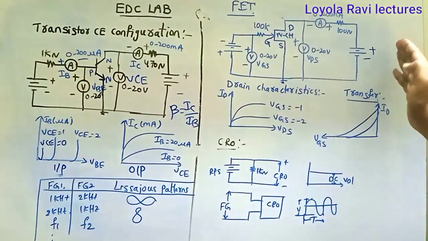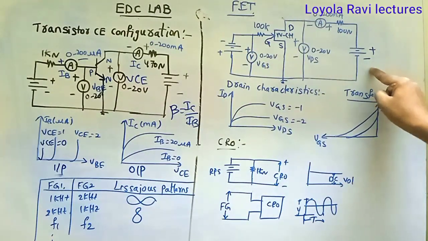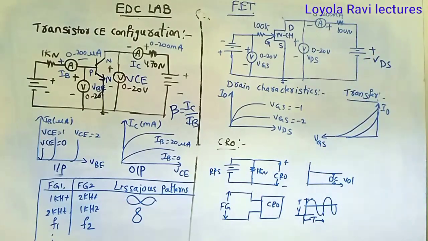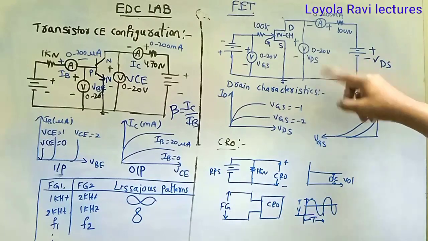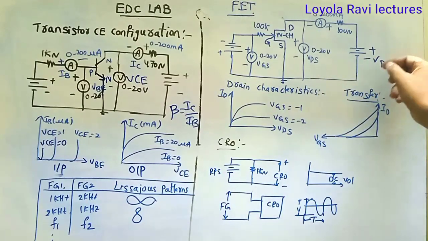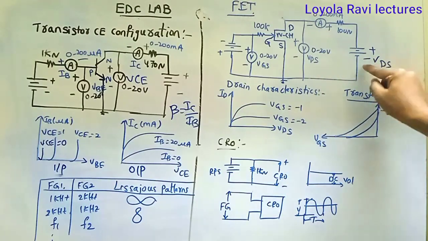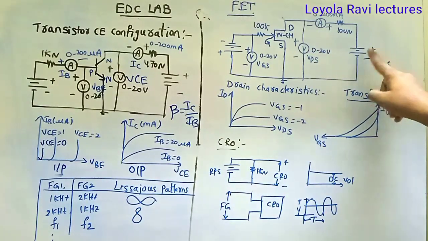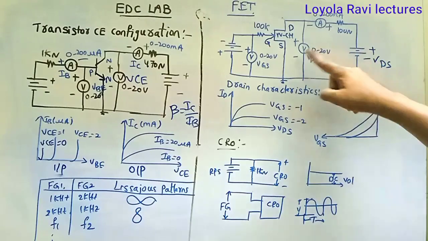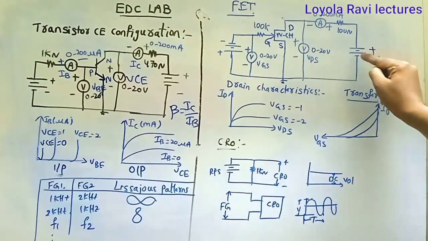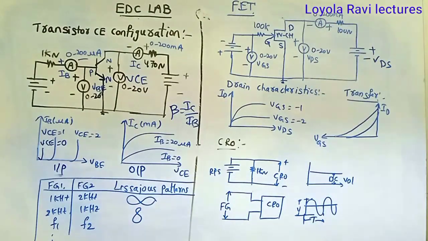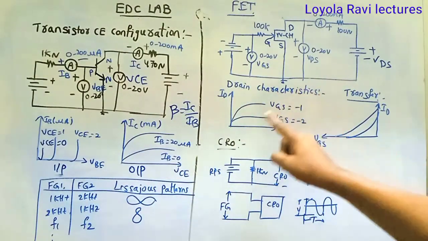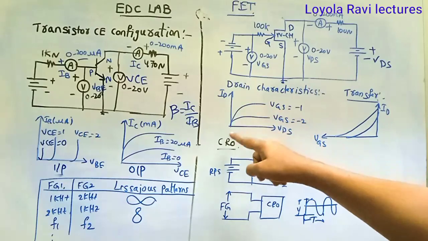Then come to the output side. Vary this VDS and find the corresponding voltages and currents. For example, VDS equal to 0, what are the corresponding voltage and current? VDS equal to 0.1, voltage and current; 0.2, voltage and current; 0.3, voltage and current. Like this, you can draw the characteristics for VDS versus ID. That is the drain characteristics. You will get characteristics like this.